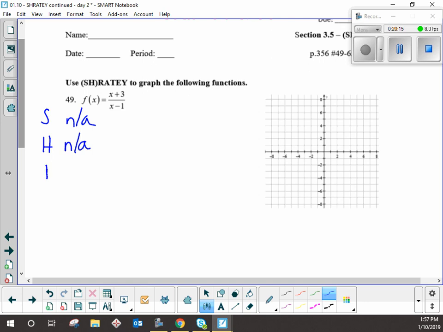What does R represent? Roots. What am I going to set equal to 0 for that? X plus 3, the top. So top equals 0. That means X plus 3 equals 0. And I get X equals negative 3. What form do I write that in? A point or a line? Point. And we graph it.